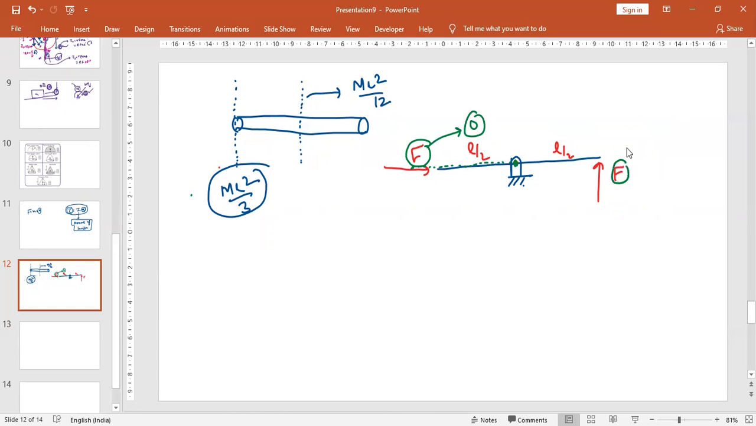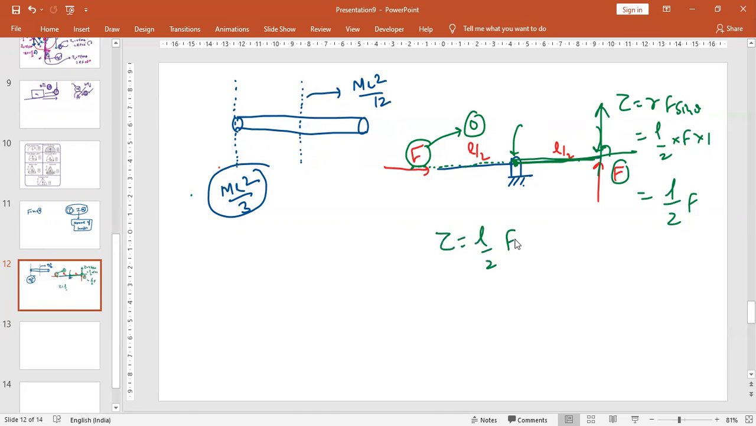For this force, the torque will be R F sine theta. From this point, this distance is L by 2, so R is L by 2. The force is F, and F is in this direction, R will be in this direction. Angle is 90, sine 90 is 1, so torque is L by 2 F. So torque is basically L by 2 F. And torque is basically moment of inertia into angular acceleration.